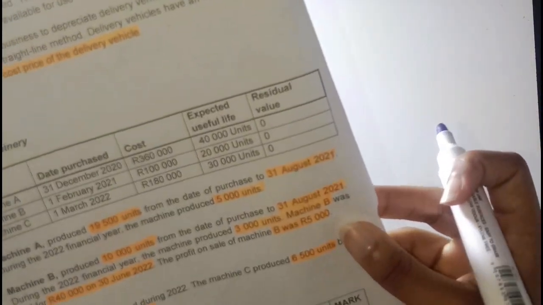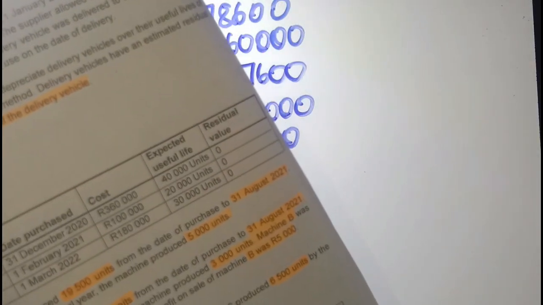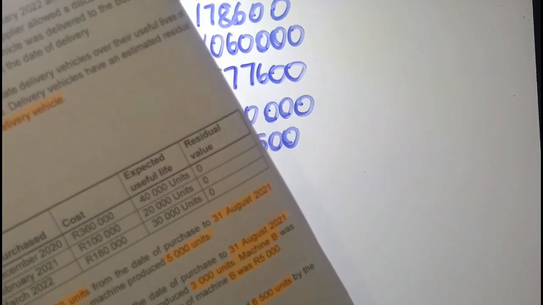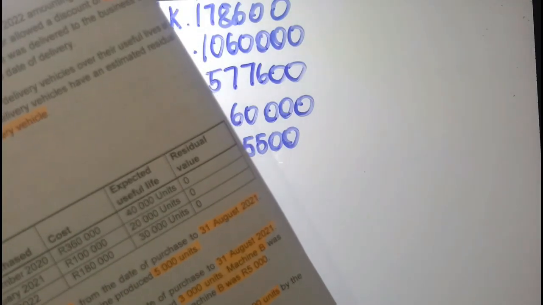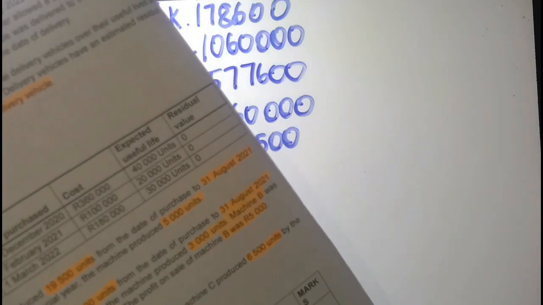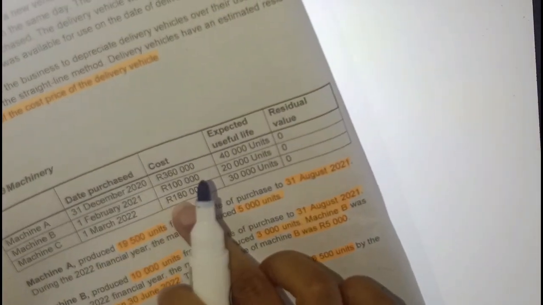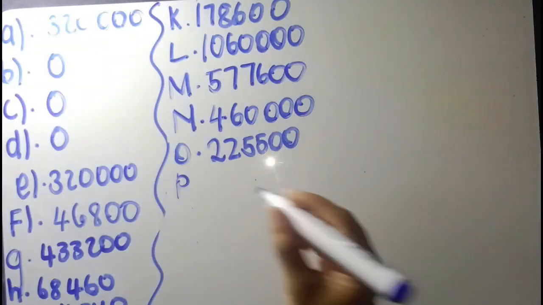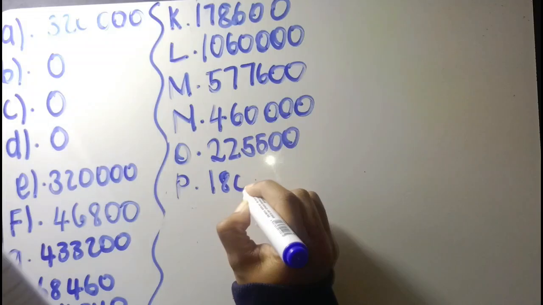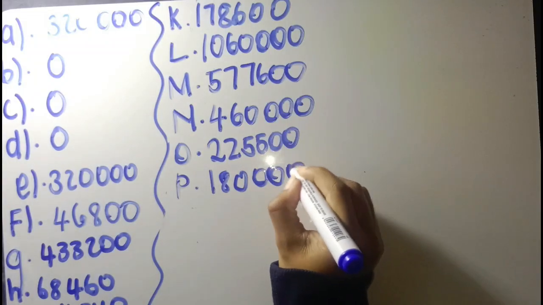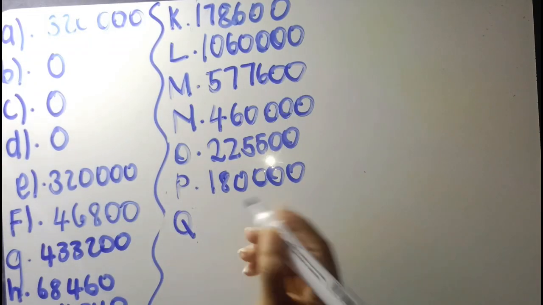So your P, they're asking for additions. How much, what did they buy, right? So they're saying it was purchased during 2022. It had 606,500 units by the end of the year. So meaning this C is 180,000. So the cost will be 180,000, right? And then now we're moving on to Q.